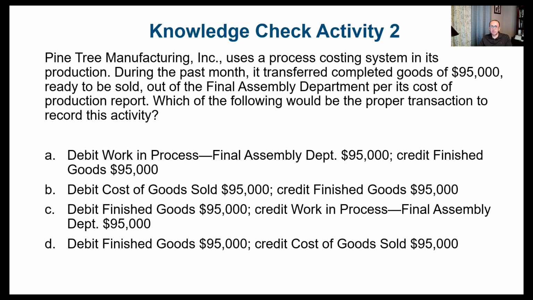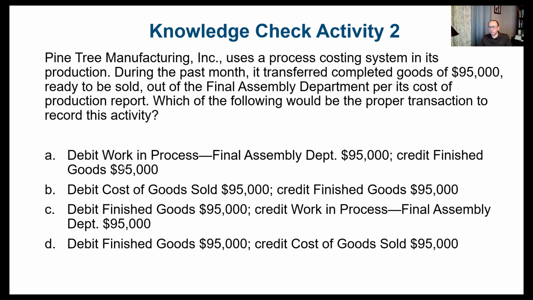All right, so let's do another knowledge check. Part3 Manufacturing Incorporated uses a process costing system in its production. During the past month, it transferred completed goods of $95,000 ready to be sold out of the final assembly department per its cost of production report. So pay attention to that. It transferred completed goods of $95,000 ready to be sold. So in other words, it transferred to finished goods. Which of the following would be the proper transaction to record this activity?